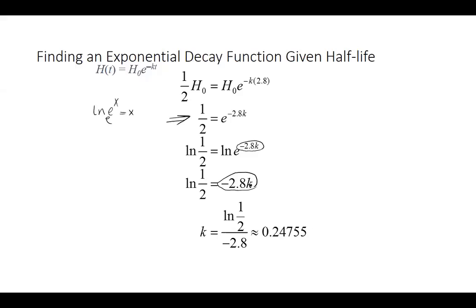And we can then solve for k by dividing both sides by the coefficient of k, which is minus 2.8. And these are all just numbers that go into your calculator. It would be 0.24755. So Twitter links decay according to this equation.